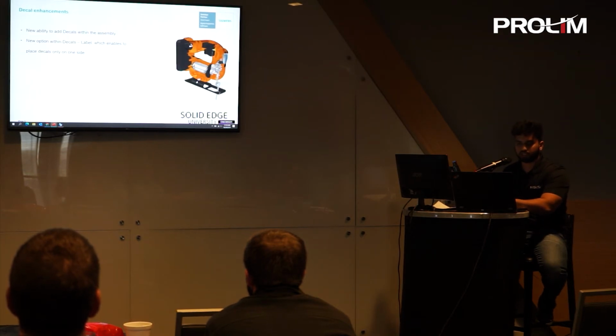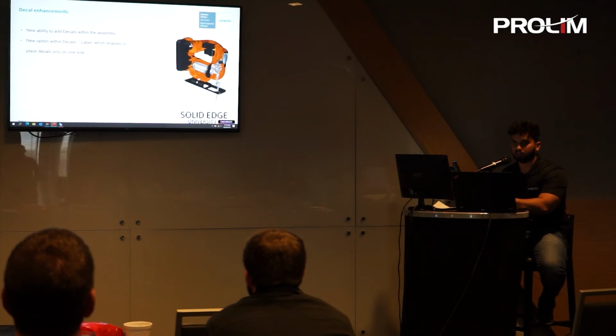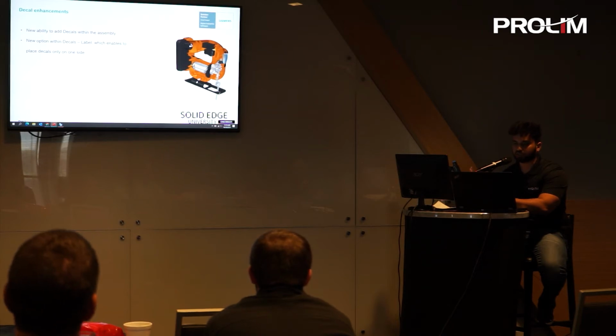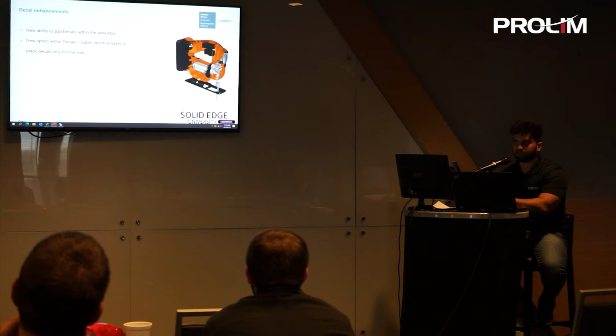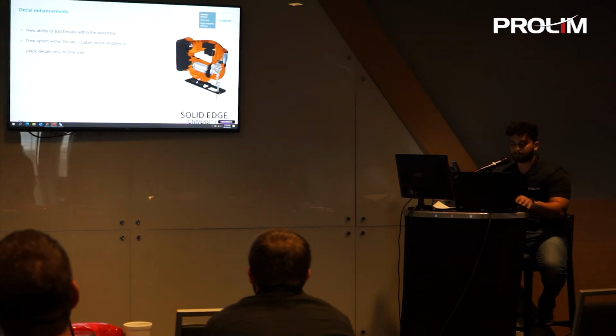So now we look at the decal enhancements. On the decals, now we have the ability to add decals within the assembly. Unlike in the previous versions, where you had to add the decal, open it in a part environment and then add the decals, now you no longer have to do that. You can add decals within the assembly itself. Also under decals, there's one more option called label, which we'll be discussing shortly.